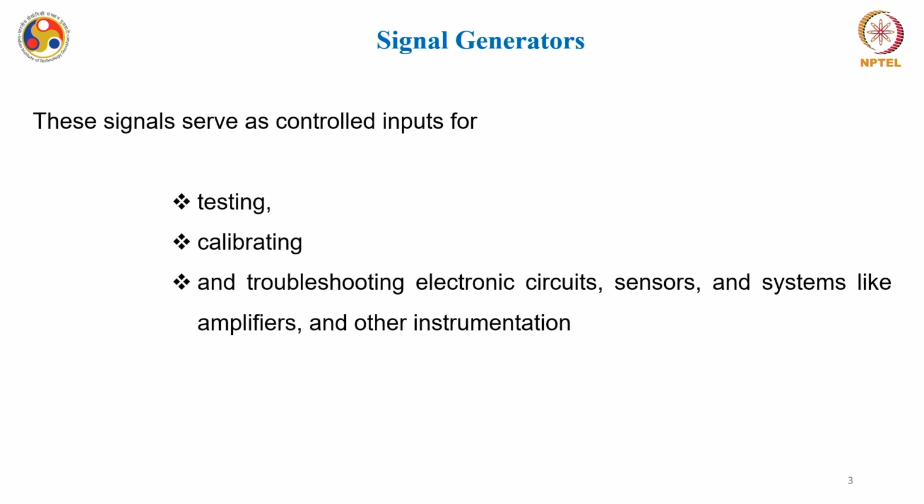The signals generated by these signal generators serve as a control input for testing, calibrating and troubleshooting different electronic and electrical circuits, different sensing and transducing systems, and well calibrated systems like amplifiers will also require a precise signal from these signal generators.